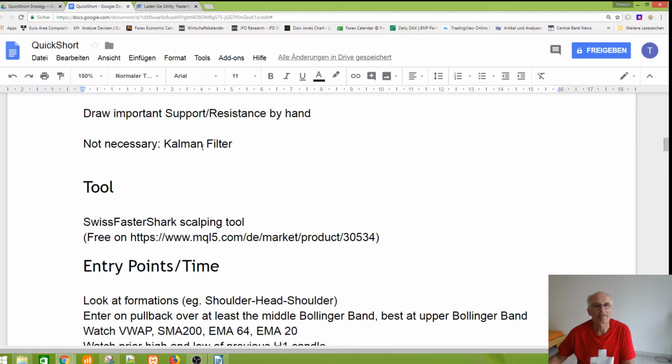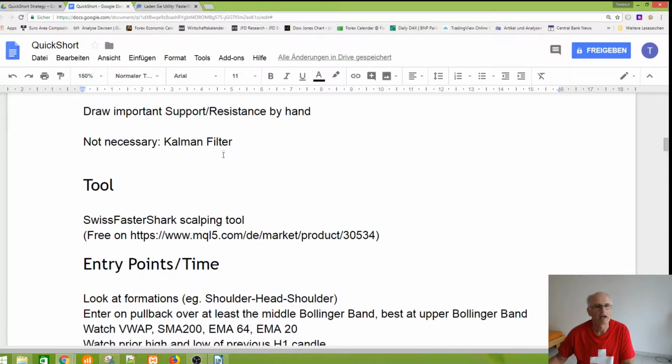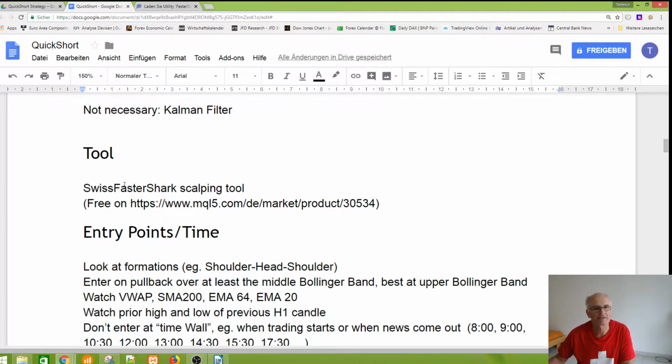In some videos I have the Kalman filter. It's not necessary. And the tool is the Swiss Fast Shark scalping tool. You find it on MQL5. When you look on the Swiss Trader, you find these important lines or a token RSI. I will publish more tools for free.